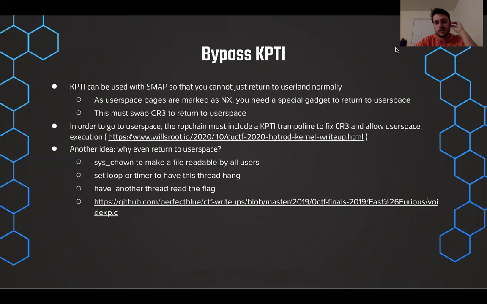Because kernel functions have to return somehow, there is an actual kernel trampoline function that you can find, which will fix up CR3 for you and let you go back to user space. It's very convenient because it'll just fix everything for you. The other way that people used to do before they really understood how CR3 was fixed was that you don't actually have to go back to user space.